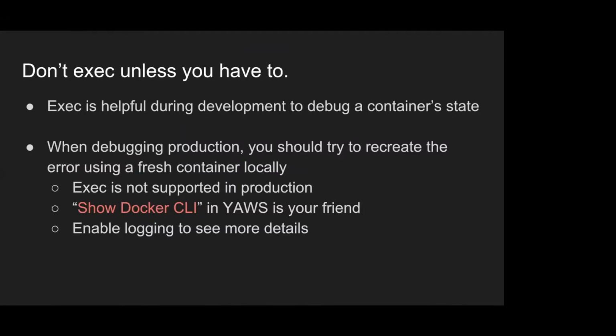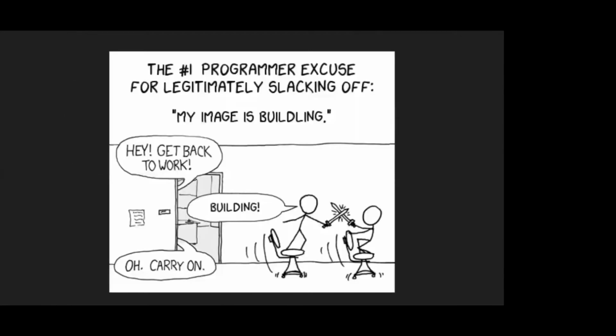Other ways you can debug a production environment is to recreate the container image using the show Docker CLI command in YAWS. It gives you the exact commands you need to reproduce your container image. And you can enable logging. So those are probably the more accurate ways of debugging these issues. But I just wanted to show that there is a way to access a container externally.